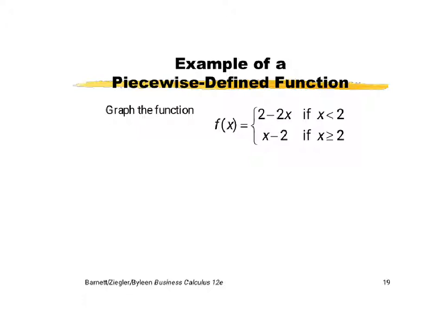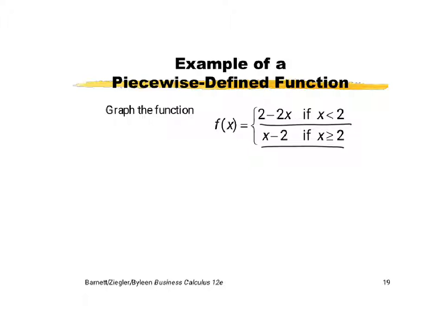Okay, so it says to graph the piecewise function given here. Notice f of x is defined by two different functions. It's equal to 2 minus 2x, and this is only when x is less than 2, and it's equal to x minus 2 when x is greater than or equal to 2.